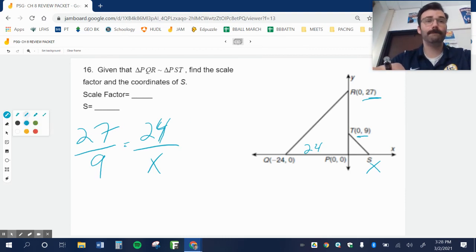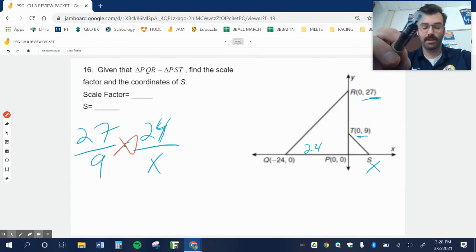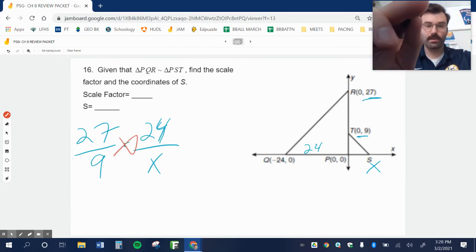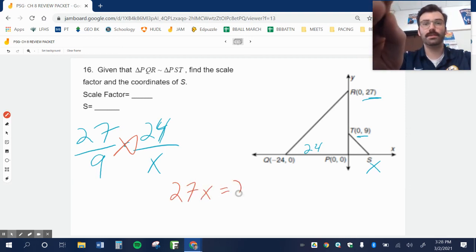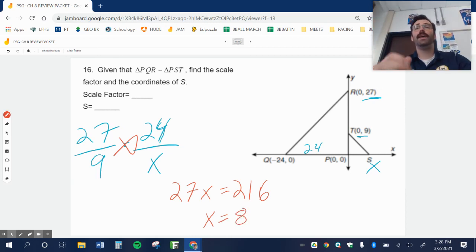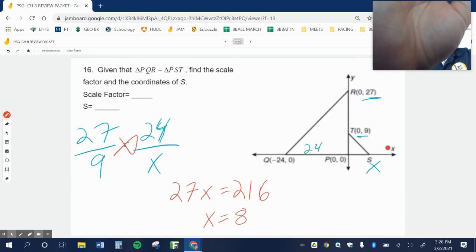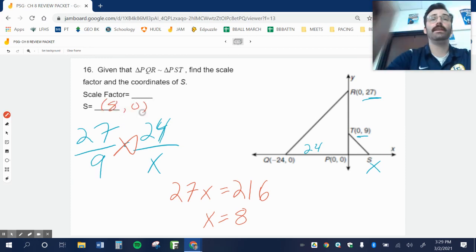Some of you may be able to see what the actual X value is just by thinking about ratios. If you can't, I'll show my work. 27x equals 216, which tells me X must be 8. Now, had I said negative 24, this would be negative 216 and given me negative 8, which would have confused me. So hopefully you kept it positive so that I realize that S has to be positive, 8, 0.